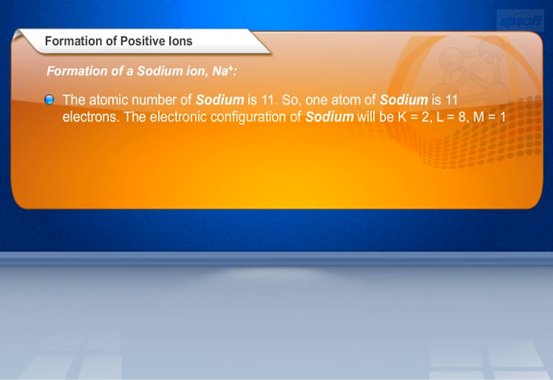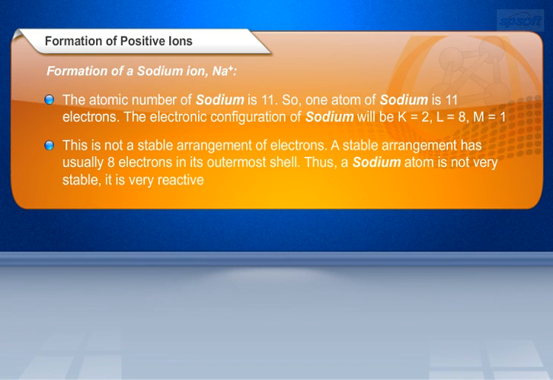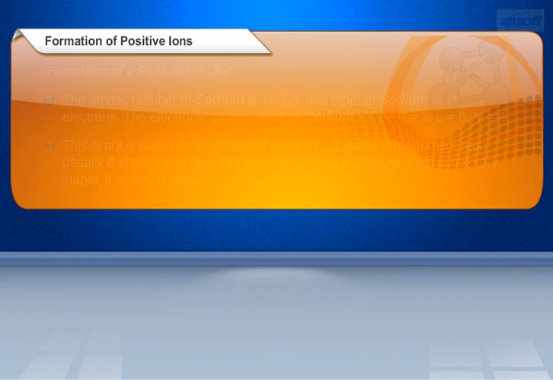For example, let us see the formation of the sodium ion. The atomic number of sodium is 11. So, one atom of sodium has 11 electrons. The electronic configuration of sodium will be K equals 2, L equals 8, M equals 1. As this is not a stable arrangement of electrons, and as we know, the stable arrangement of an element usually has 8 electrons in its outermost shell, the sodium atom is not stable, it is very reactive.